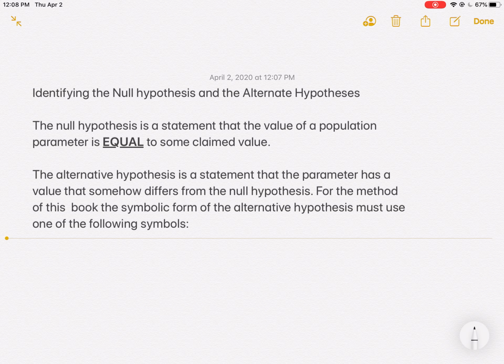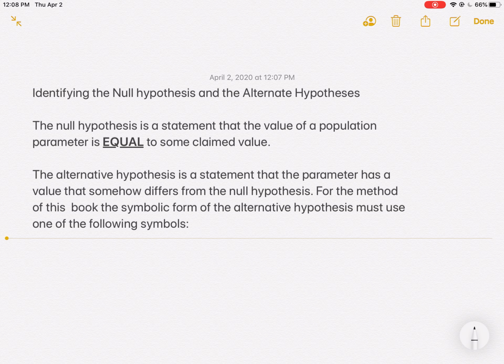And you'll see that as we get into 8.2 and actually work a full problem, just how fluid all of these steps are. But it's important that we understand the definitions and the process that's going through. So if you remember, the first 2 steps are to write the claim in symbols and then identify the null and alternate hypothesis. If we're going to be able to do that, we need to know what the null hypothesis is. The null hypothesis is a statement that the value of a population parameter is equal to some claimed value.